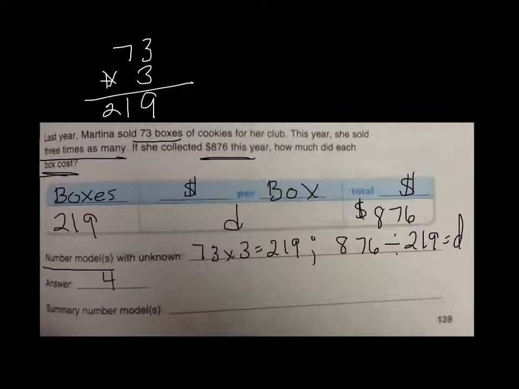How many times can we count by 219 to get to 876? Right, the answer is 4. It's 4 boxes, so $4. So our final summary number model should be 73 times 3 equals 219, semicolon, 876 divided by 219 equals 4. That is one of the most challenging ones that you will have to do, but remember, sometimes there will be 2 steps to a problem.